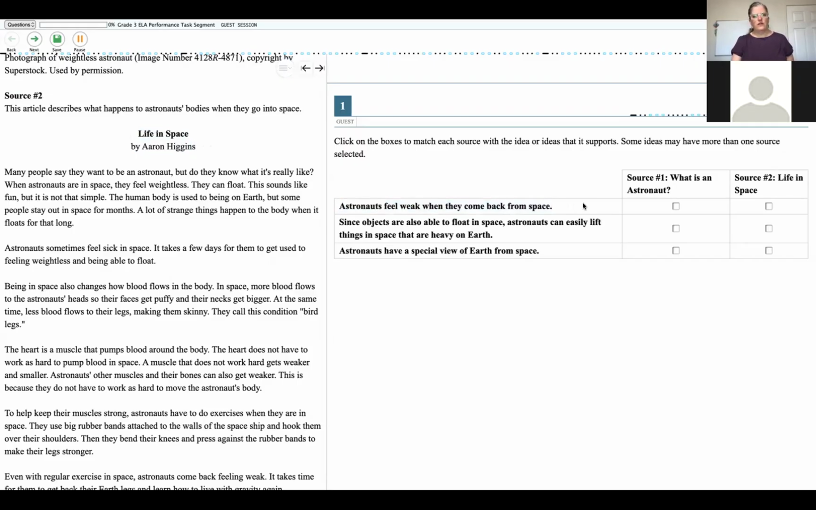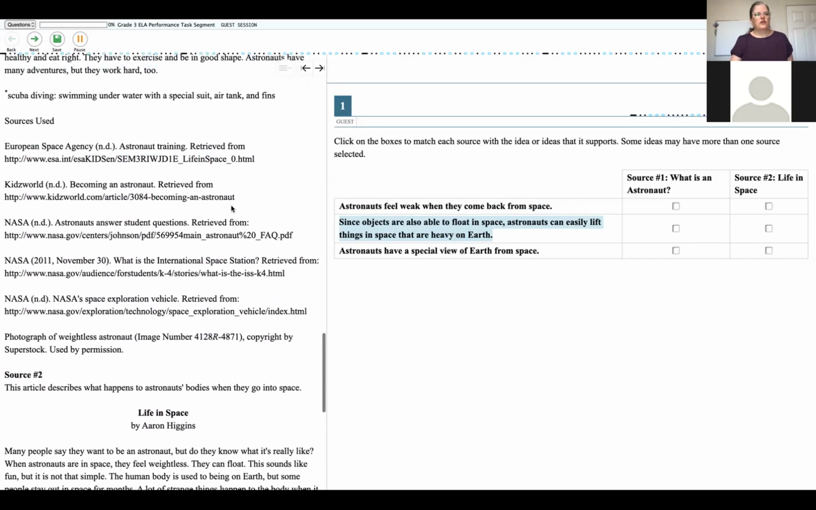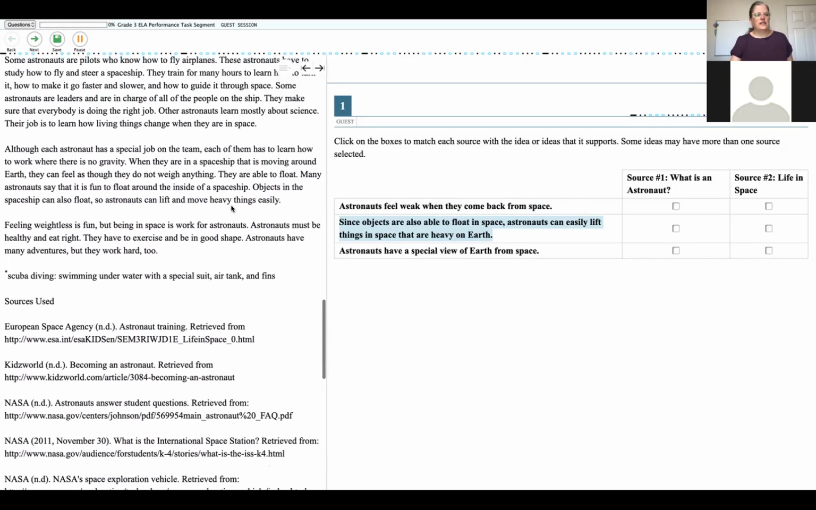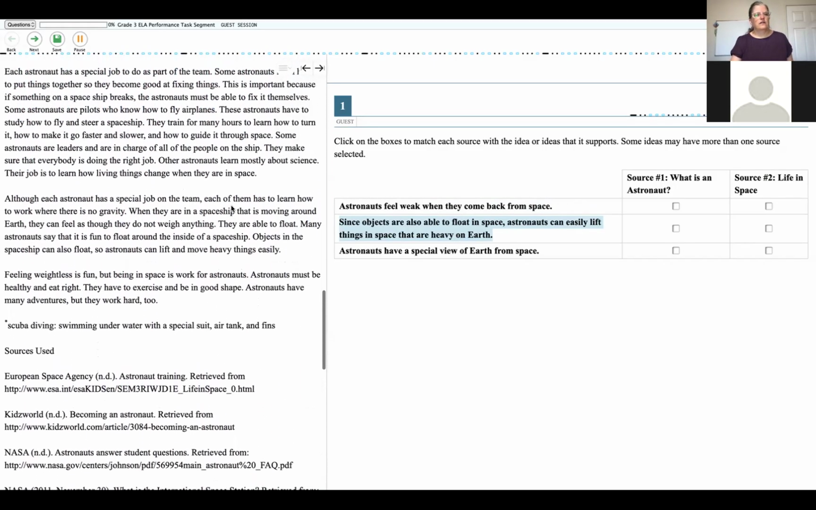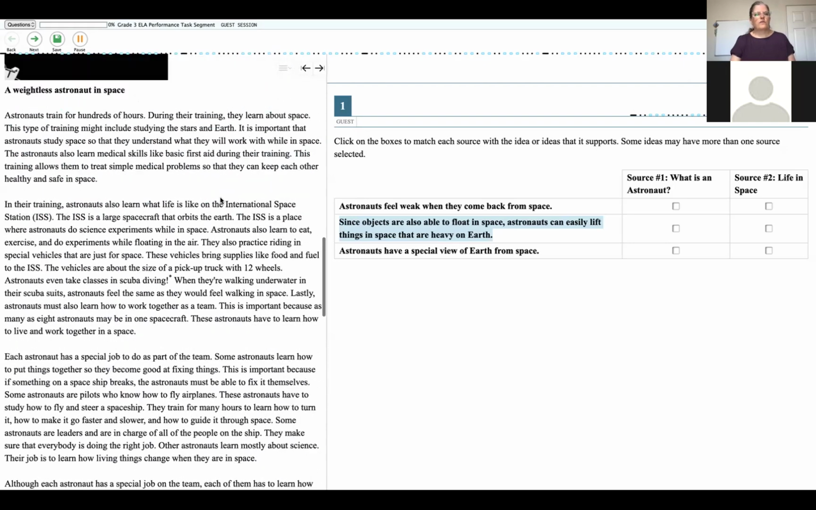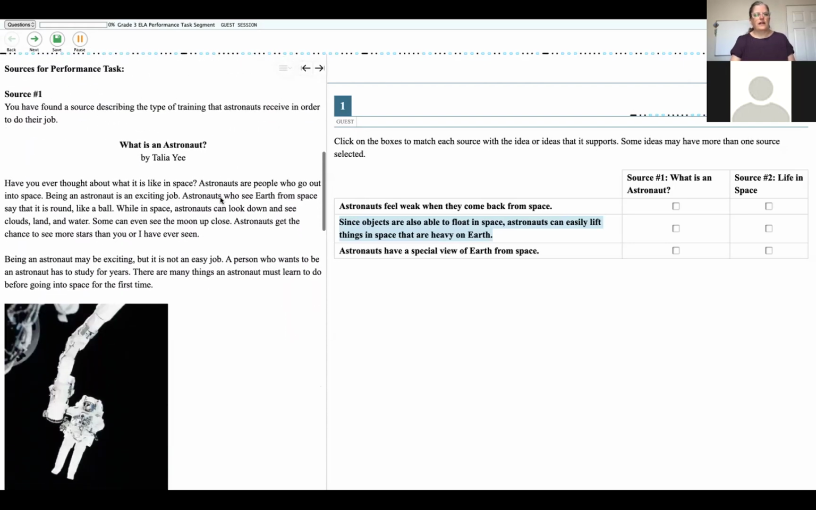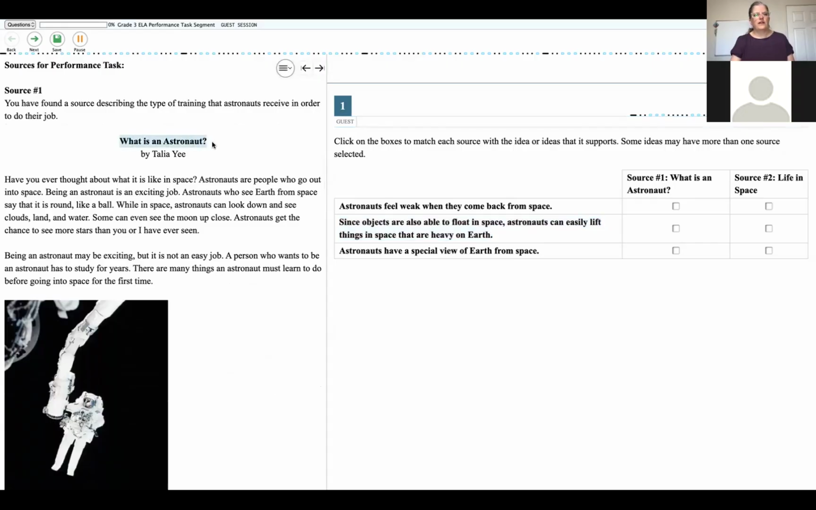All right. The second idea says, since objects are also able to float in space, astronauts can easily lift things in space that are heavy on Earth. I'm going to show you where that is so you know how to find it. I'm scrolling back up to this article right here. This is the one called What is an Astronaut?